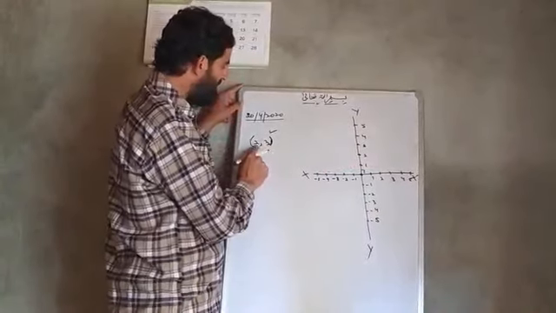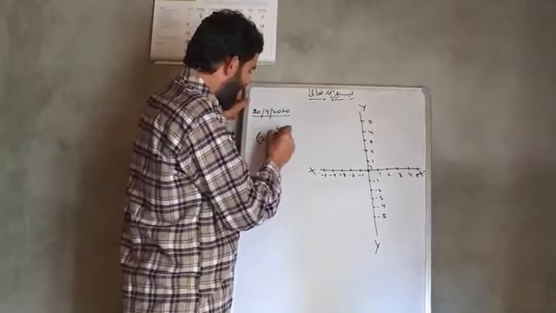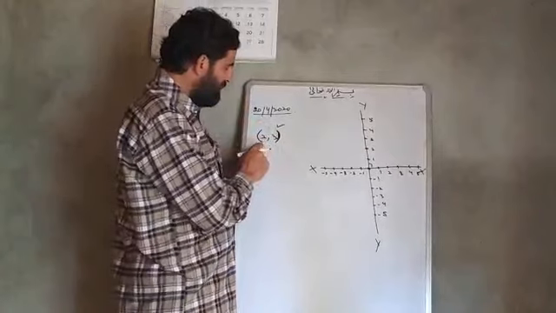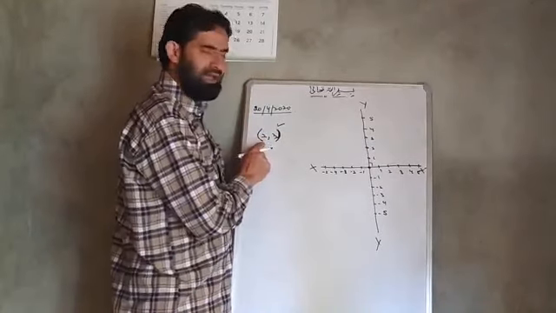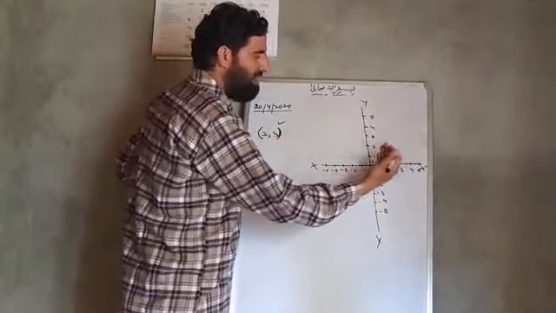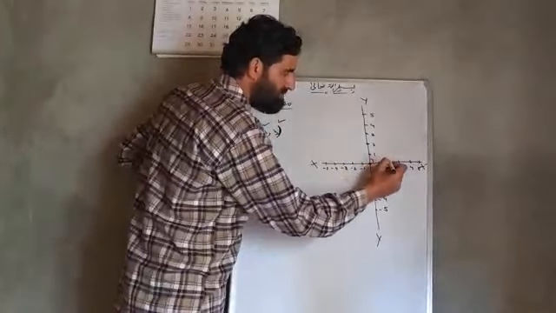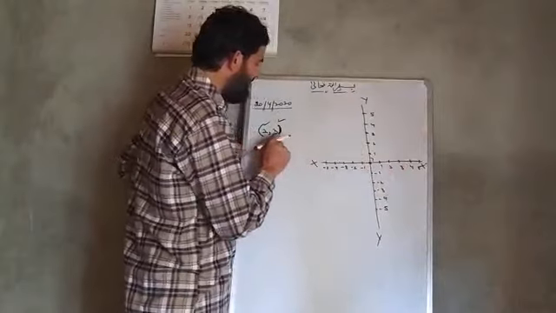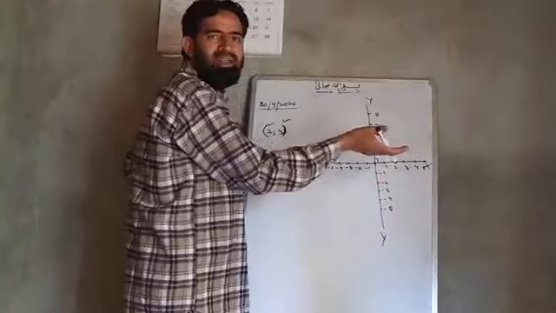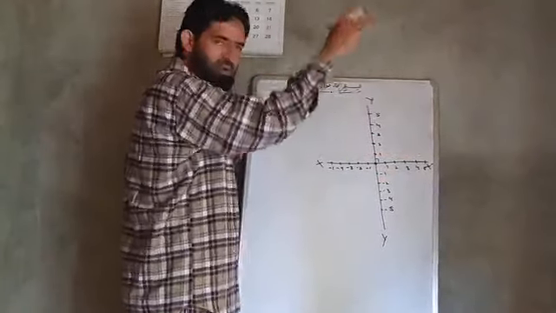So how can we plot this point on the graph? This 2 is the x coordinate, or we call it abscissa. This decides whether we have to go left or right. Since this is positive, we go 2 steps towards the right. And then 3. This is the y coordinate. The y coordinate decides whether you have to go up or down. If it is positive, you will go upwards, and if it is negative, you will go downwards.